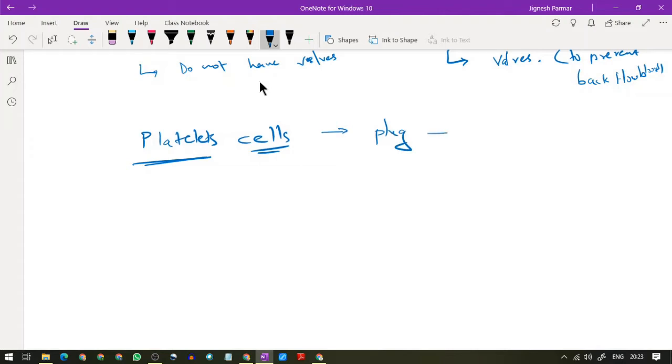How do they plug it? By clotting blood at that end, by clotting blood wherever the damage is taking place.